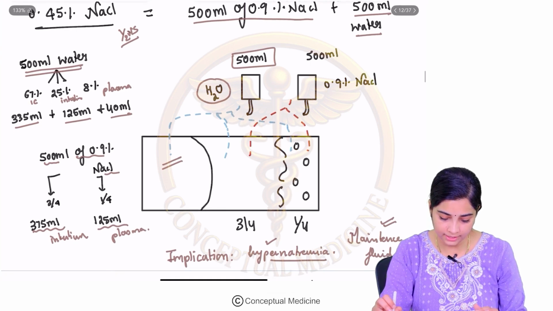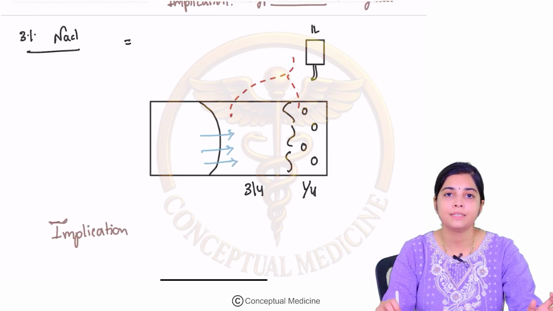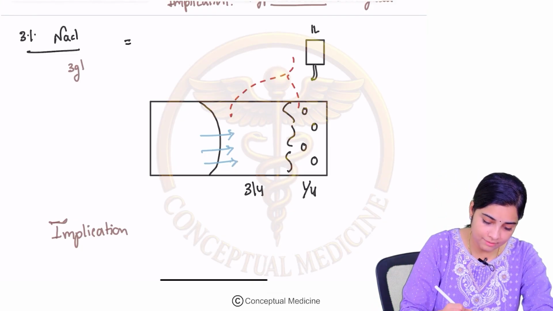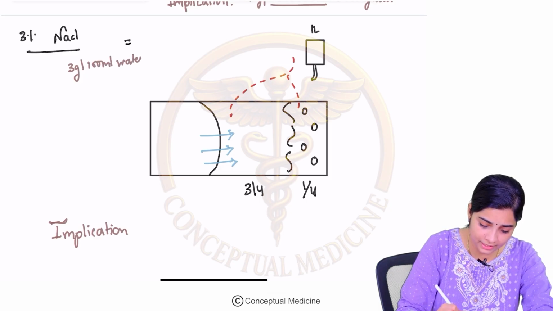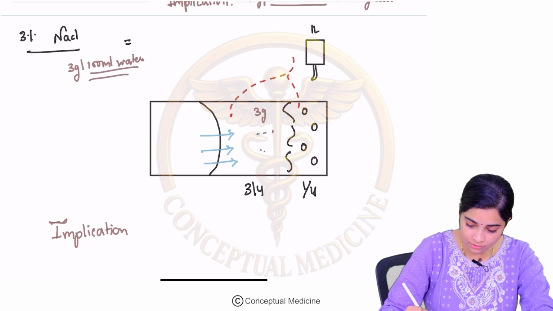Now let us look at the next IV fluid. So what about 3% NaCl? 3% NaCl is nothing but a higher concentration. So it is 3 grams of NaCl in 100 ml of water. So it's a very high concentration. So when you give 3 grams, there is so much of sodium here.